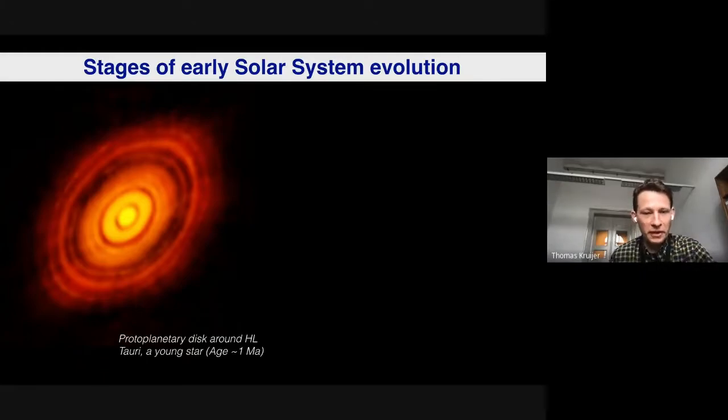For example, like this image shown here on the left, this is an image of HL Tauri. It's a young star, and you see that it is surrounded by this gas-dominated disk, which is where planet formation is thought to take place. It is thought that this image probably represents a stellar system with an age of about 1 million years.